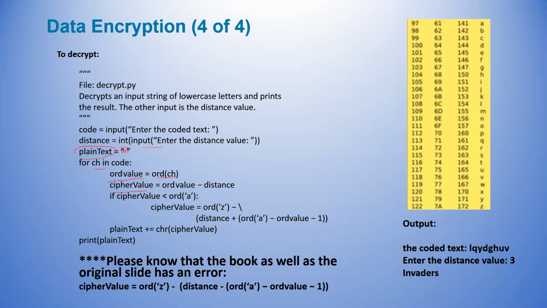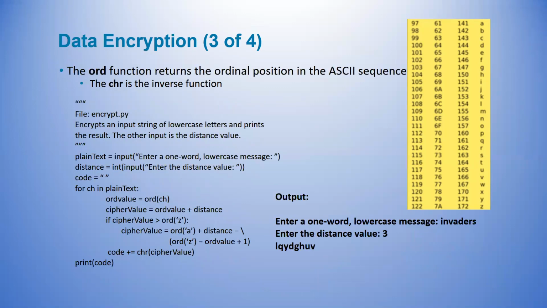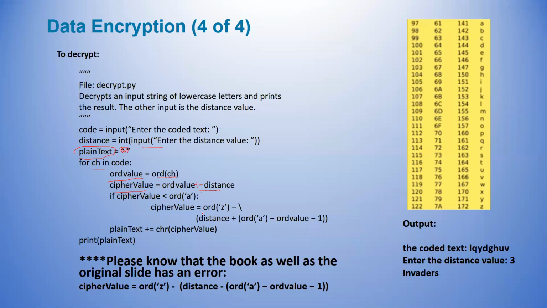This time, instead of adding to the ord value, you subtract, because you are going back. Your encryption was to add to it, right? So your decryption is to come back, to subtract. And if a cipher value is less than this, you will do this, and you add to it. Okay, so you are coming back. So if it's less than A, it goes outside the realm of the alphabetical characters. You need to use this formula to do it.